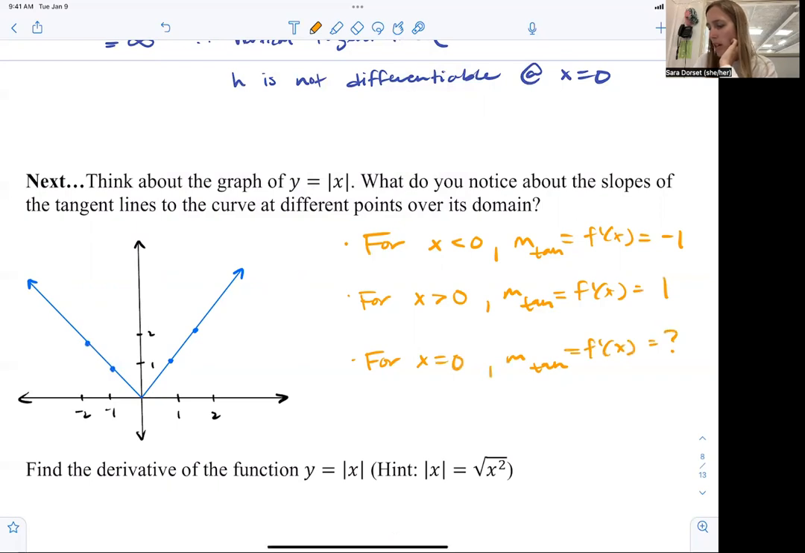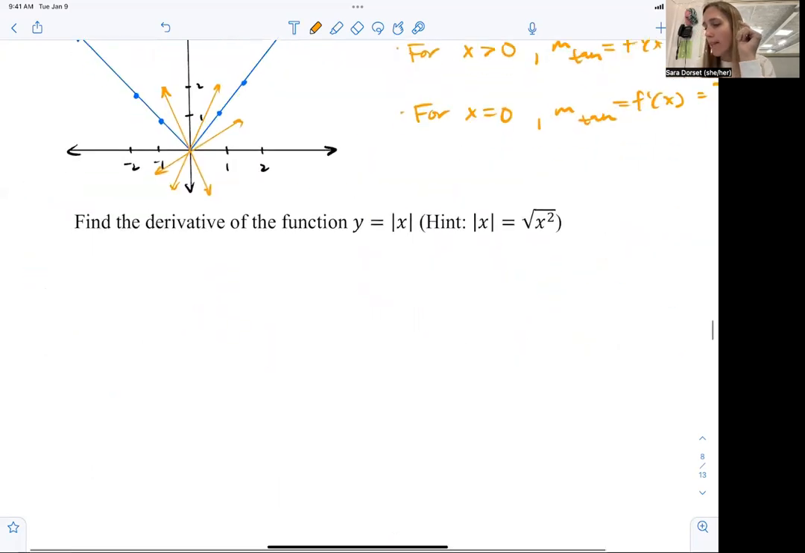Where would my tangent line be? Would it pass through here? Would it pass through here? Right? Would it pass through here? There are infinitely many tangent lines that we could think about drawing at x equals 0. That's weird. I wonder what that looks like with its derivative.